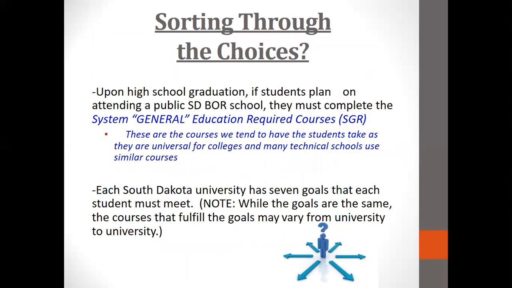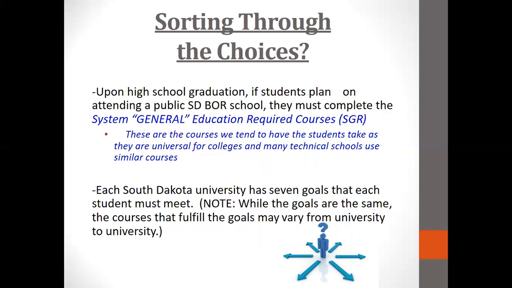So, sorting through these choices, there's a lot of choices. Upon high school graduation, if students plan on attending a public South Dakota Board of Regents school, they must complete what are called the System General Education Required courses. So basically, these are the courses that you have to take something in. There's 6 different areas of courses that they force every single student to have at a university.